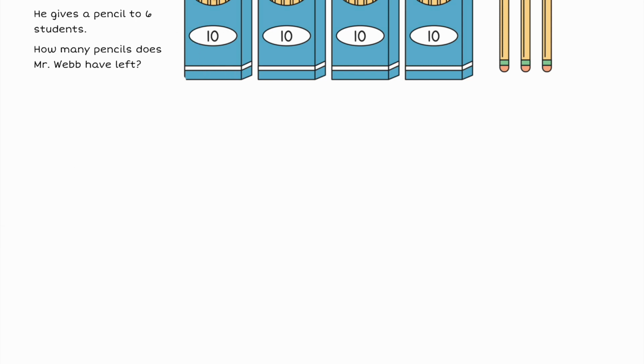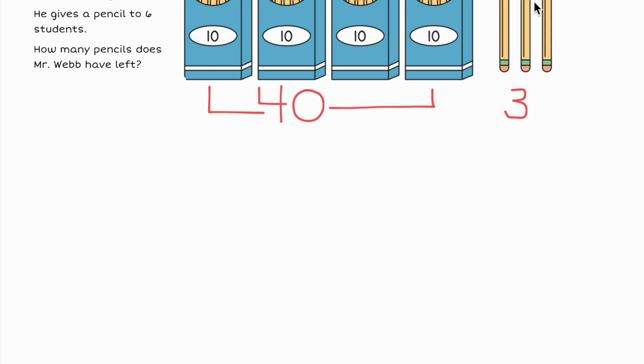So here we go. We have 40. Mr. Webb has 43 pencils. So 1, 2, 3, 4, 5, 6, 7, 8, 9, 10. Yes, there's 10 pencils in each box. And if I skip count, I can count 10, 20, 30, 40, because 4 groups of 10 is 40. And then 3 more, 43.